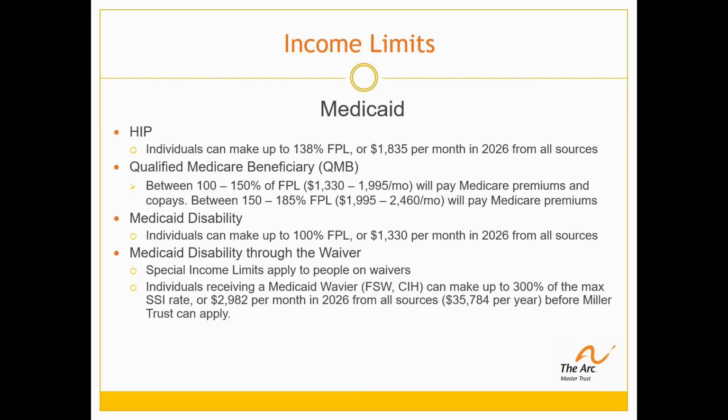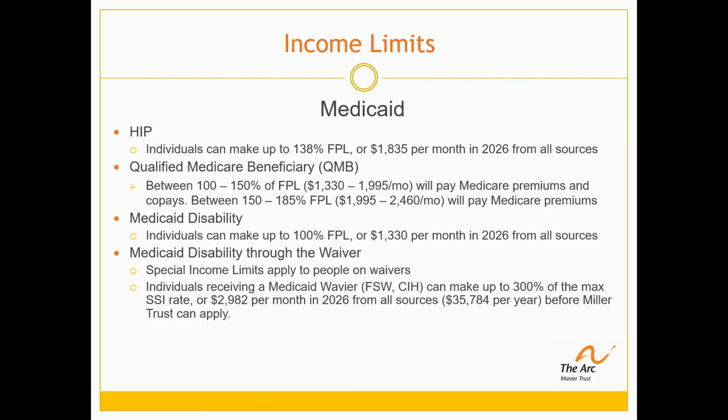When someone is earning 100 to 150% of the federal poverty level, Medicaid will pay Medicare premiums and copays. When someone receives 150 to 185% of the federal poverty level, Medicaid will pay for Medicare premiums.